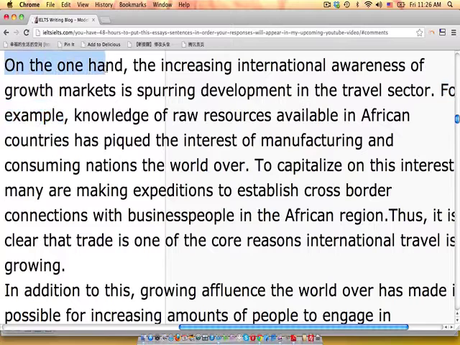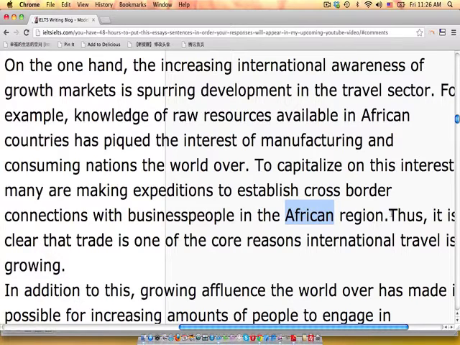So now she used "on the one hand" to deliver the first point, to show that this is the first of several points that are going to be given in support of our thesis. Okay, "to capitalize on this interest." Now the interest is talking about, here we have, so this has piqued the interest of manufacturing and consuming nations. Now we continue that thought, we expand on that thought in this next sentence. And then, of course, some really easy cues, they both had to do with Africa. And then finally, the conclusion sentence.